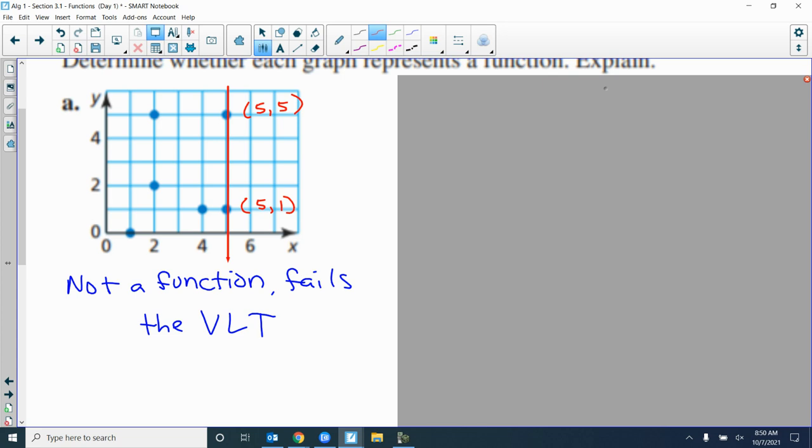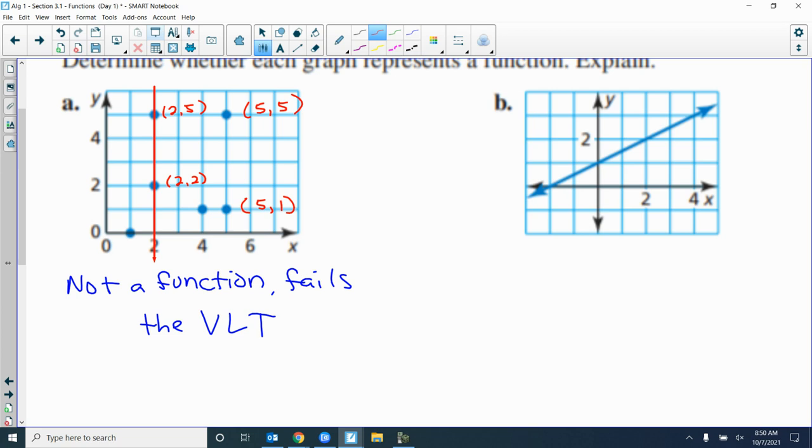Is there any place where it fails the vertical line test, guys? Does it fail anywhere else? What do we have here? 2, 2, and 2, 5. So the 2's appear twice. If you look to the right, does that fail the vertical line test? Austin? No. So that is a function. So this is a function. Passes.